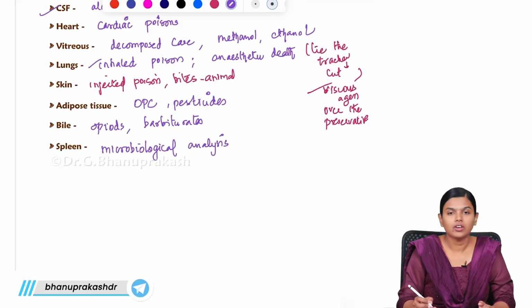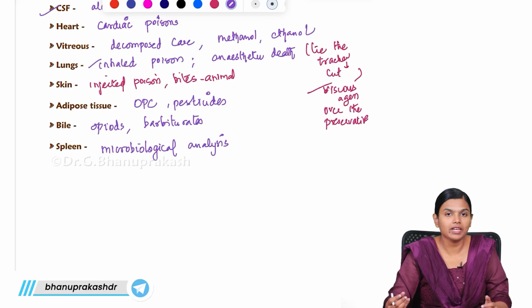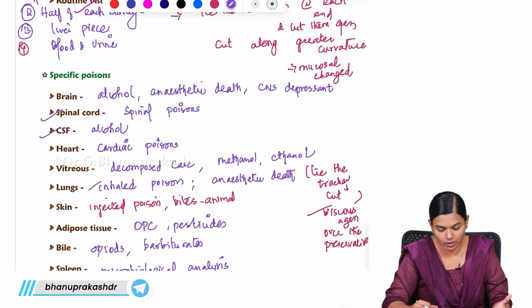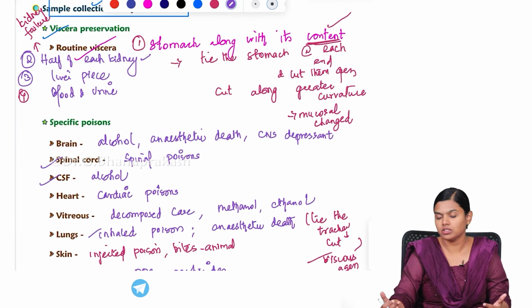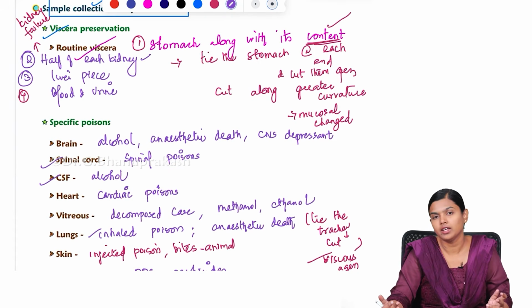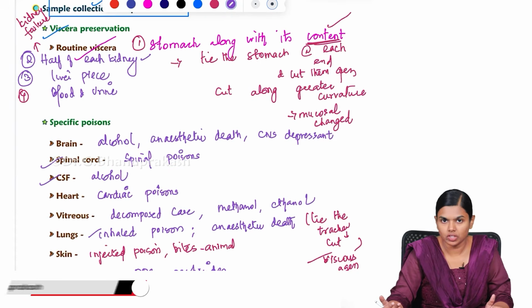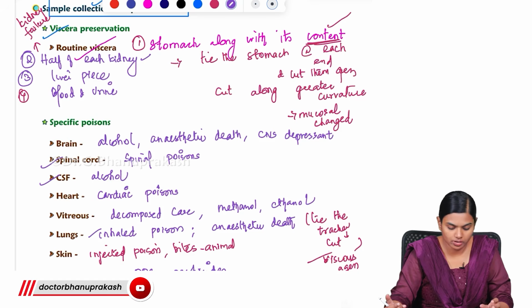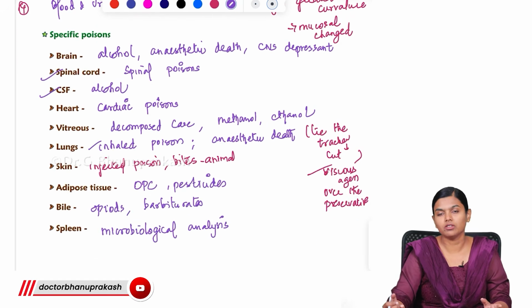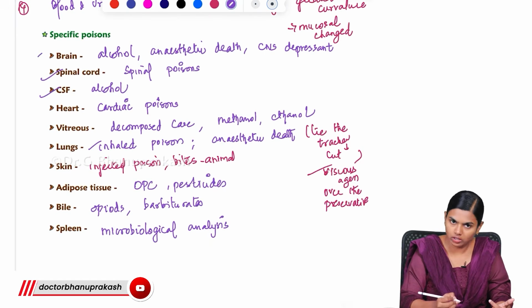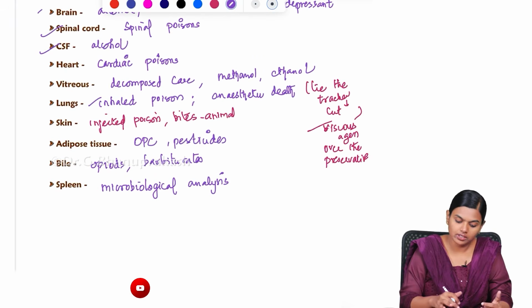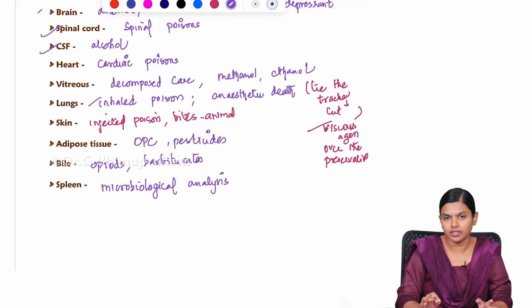So this is where you will be preserving some extra tissues after the routine viscera preservation. Normally the routine viscera that we preserve is stomach along with its content, piece of liver, half of each kidney, then blood and urine. This is the routine viscera. In a few poisons, a few circumstances, apart from this routine viscera, you will be preserving all these structures. So these are the things that we usually preserve in certain poisons.